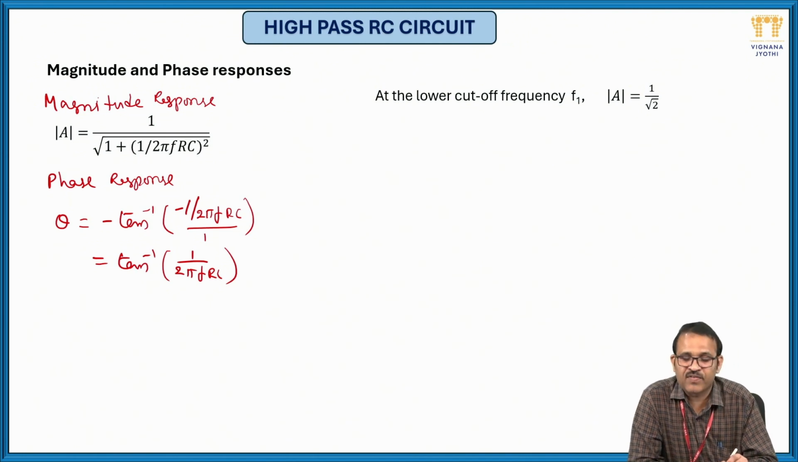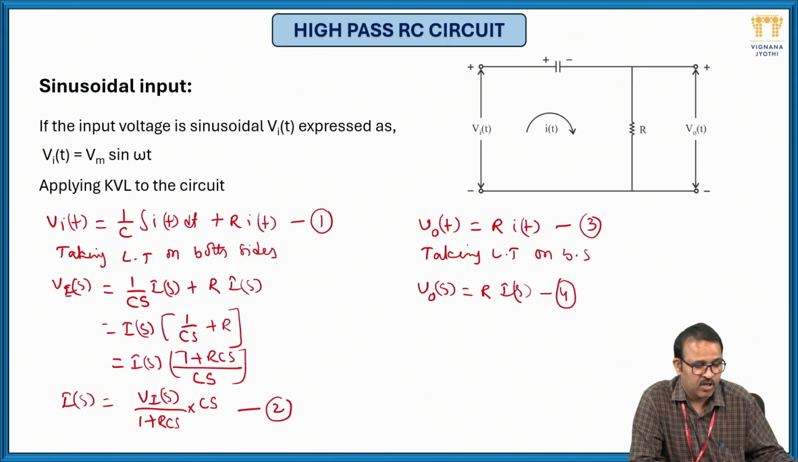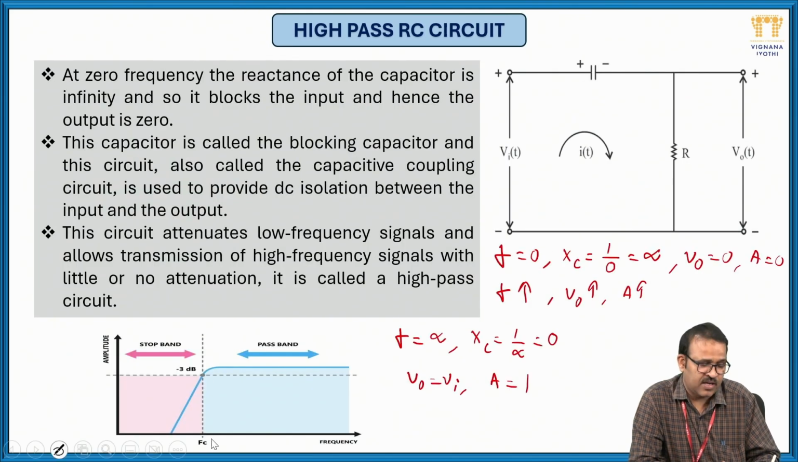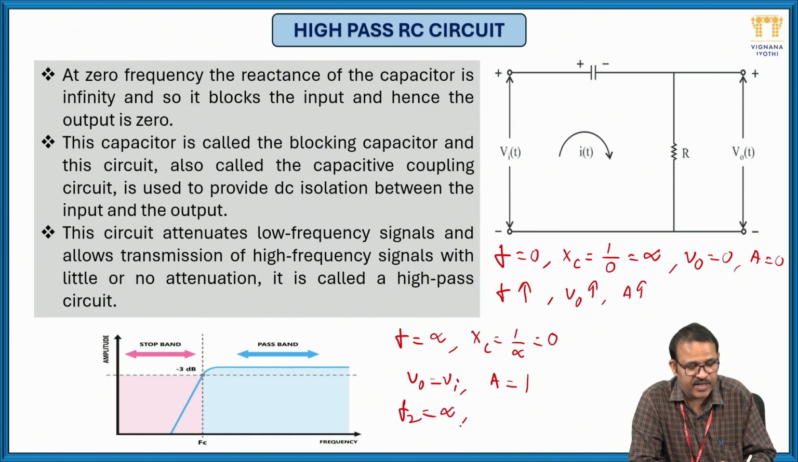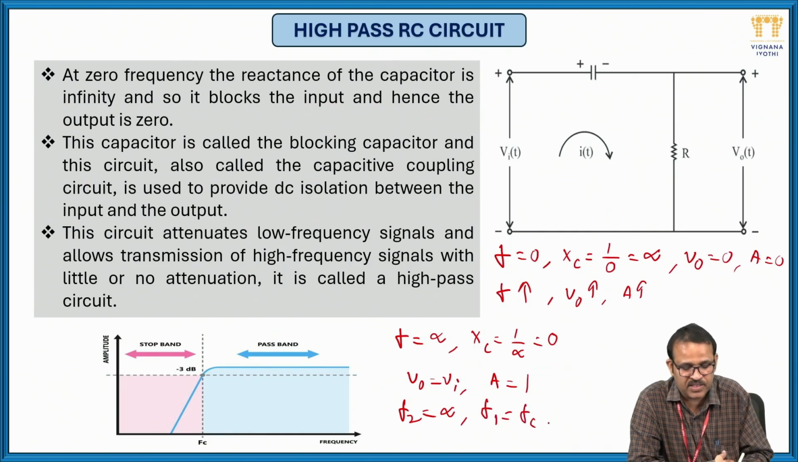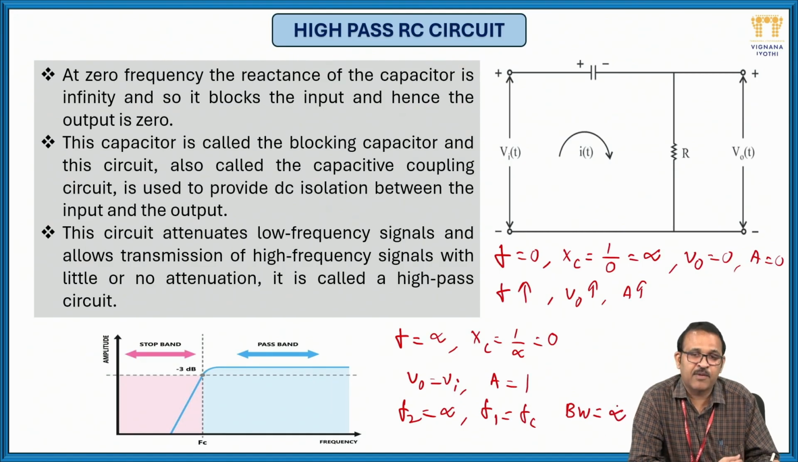Now at the lower cutoff frequency f1: here in the high pass filter, which allows only the high frequency signal and stops the low frequency signal, we get the lower cutoff frequency, and the upper cutoff frequency is where it allows even very high frequency signals. So that's why the upper cutoff frequency f2 is equal to infinity, and f1, the lower cutoff frequency, is fc. Now the bandwidth is equal to f2 minus f1, that is infinity minus fc, which is infinity. In the high pass RC circuit the bandwidth is infinity.